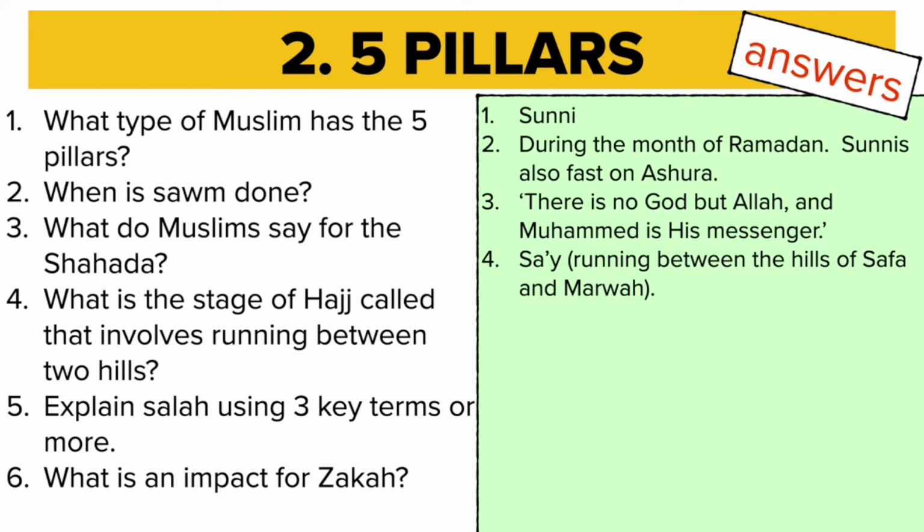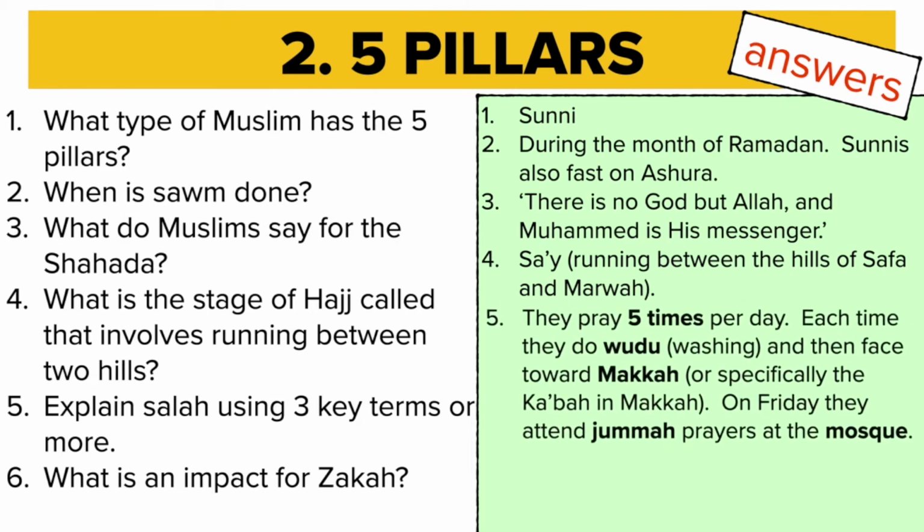And you might also remember why they're doing this. They're remembering the journey of Hajar, which is the wife of Ibrahim, who was looking for water for her son Ishmael. So she's running up one hill to see if she can find any water. She ran down, ran up another hill to see if she can find any water. So during Hajj, they're kind of following the footsteps of Hajar, the wife of Ibrahim, remembering this piece of their history.